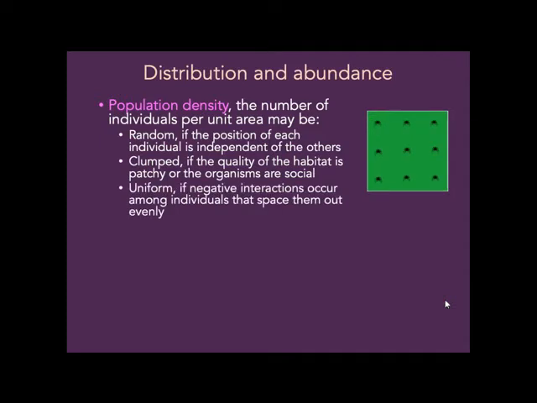The abundance could be uniform. There could be negative interactions between individuals. The individuals may be territorial and not want another individual to come close to them, so they end up evenly spaced in the environment.